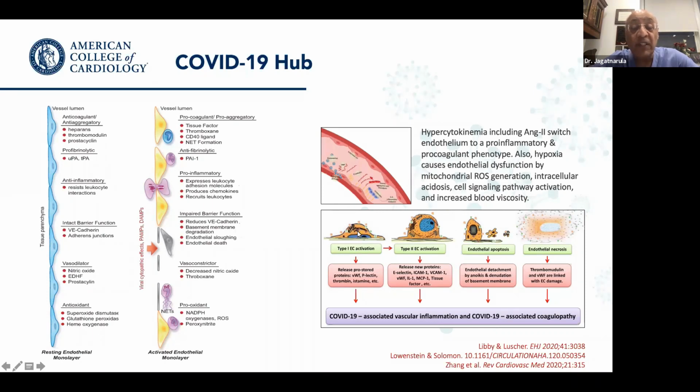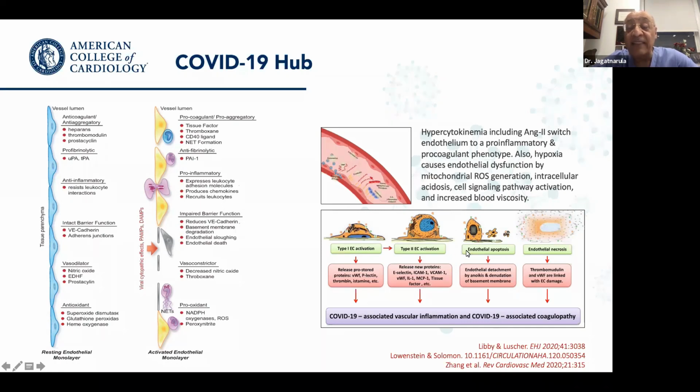Type 1 activation is where the endothelial cells are activated and the preformed granules or preformed proteins are released. For example, the von Willebrand factor and P-selectin are the two most important proteins which are released. And then there is type 2 endothelial cell activation, where new proteins are formed and released. These are more of the adhesion molecules and the chemoattractant molecules.